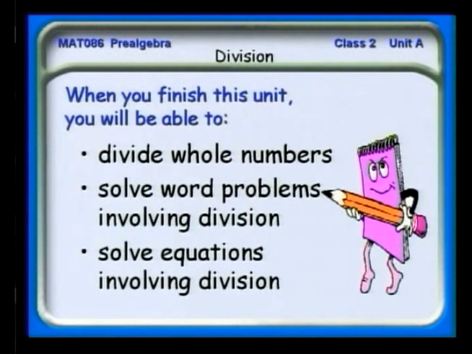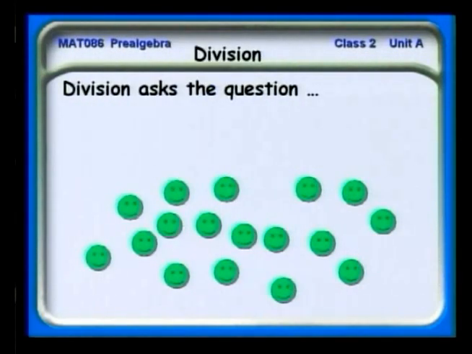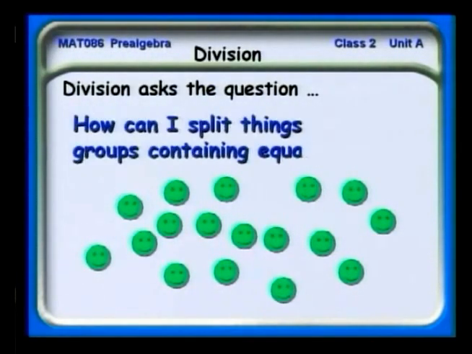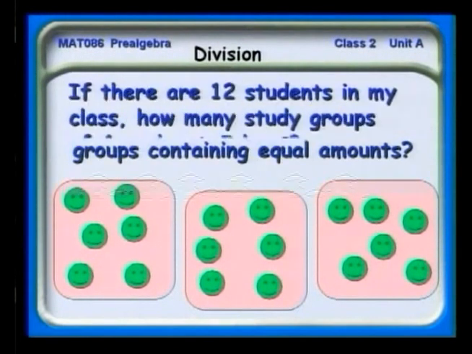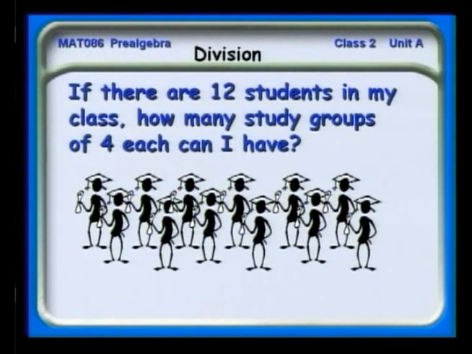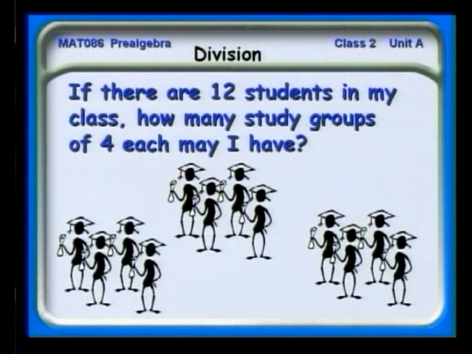So, division asks the question, how can I split things between groups so that each group has an equal amount? So for example, here, if I split them into 3 groups, there would be 6 in each group. So here's a very easy problem. If there are 12 students in my class, how many study groups of 4 can I have? And if I do that, I split it out.